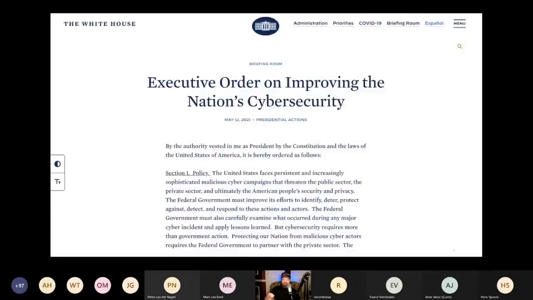And the reason all this is really happening, bubbling up, is because President Biden on May 12th did issue an executive order on improving the nation's cybersecurity. So an executive order in the United States.